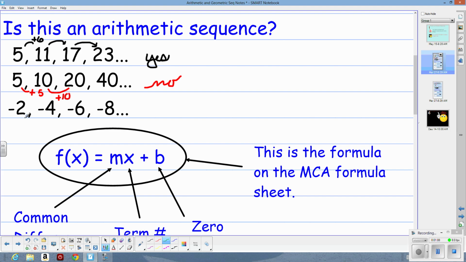From -2 to -4, it's going down by 2. Another way to think of that is adding a -2. And from -4 to -6, you're adding -2. And from -6 to -8, you're adding -2. So this one is an arithmetic sequence.